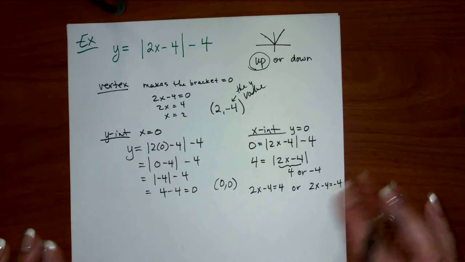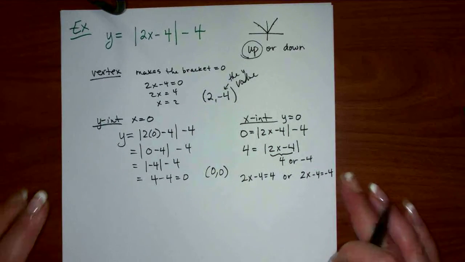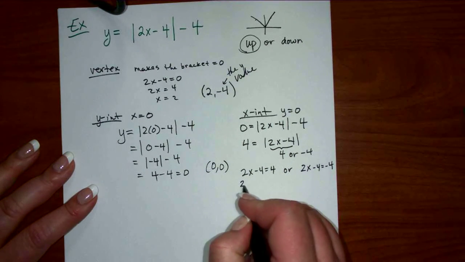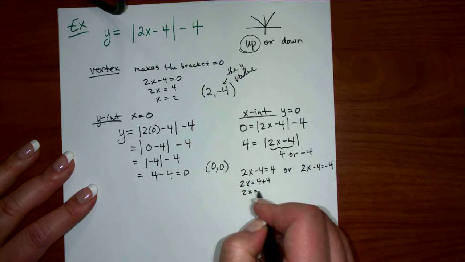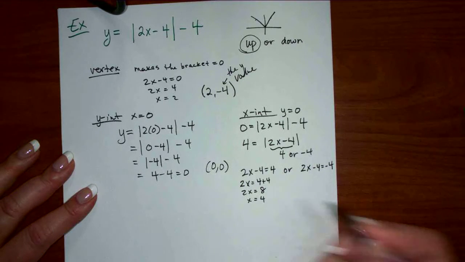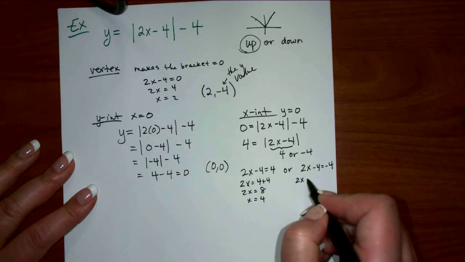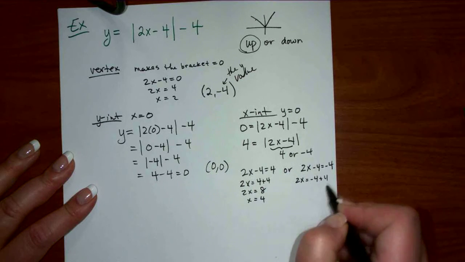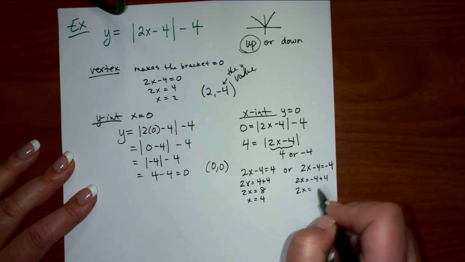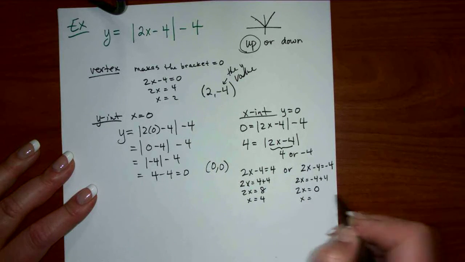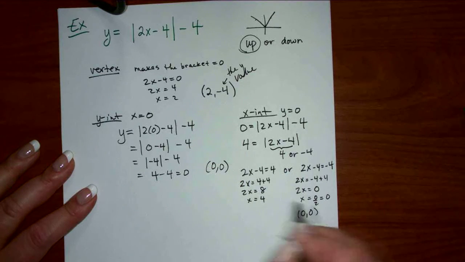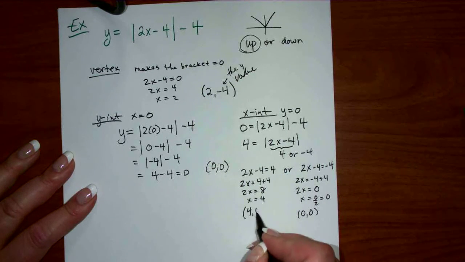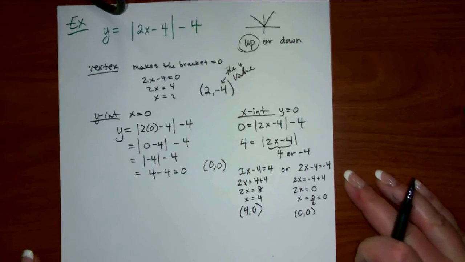Careful with all these 4s. So 4 plus 4, and the other one was minus 4 plus 4. That's the 0, 0 one here, which we already knew, but this is the other one that we needed to find. Does that make sense?